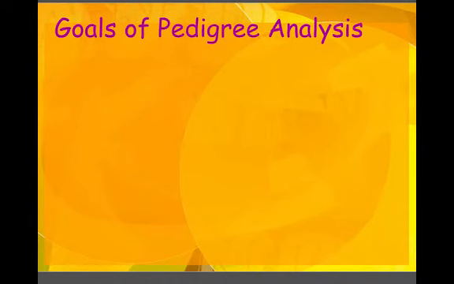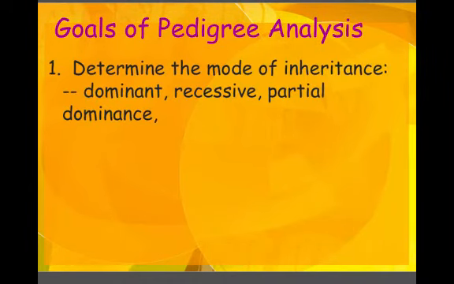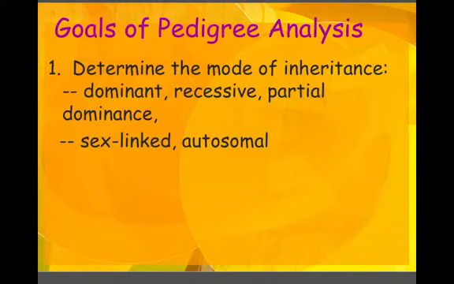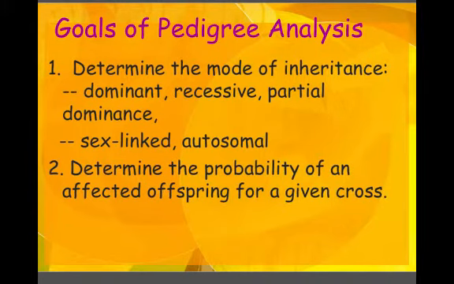The goals of pedigree analysis are: 1. To determine the mode of inheritance. Is the trait that we're tracking dominant, recessive, or partially dominant? In other words, incomplete dominance or codominance. Is it sex-linked or autosomal? Do I see it as often in males as females, or does sex not matter? 2. To determine the probability of an affected offspring for a given cross.